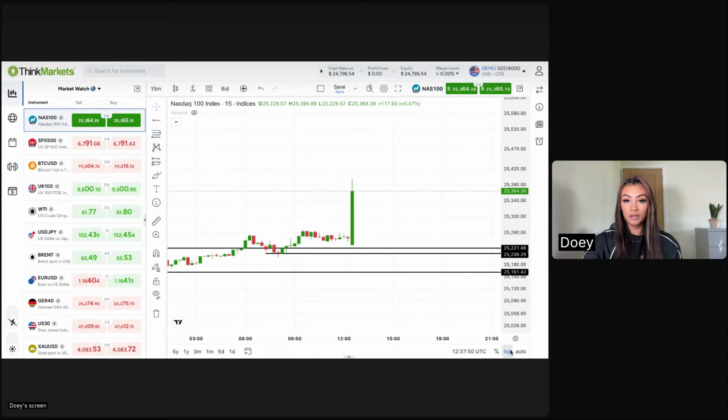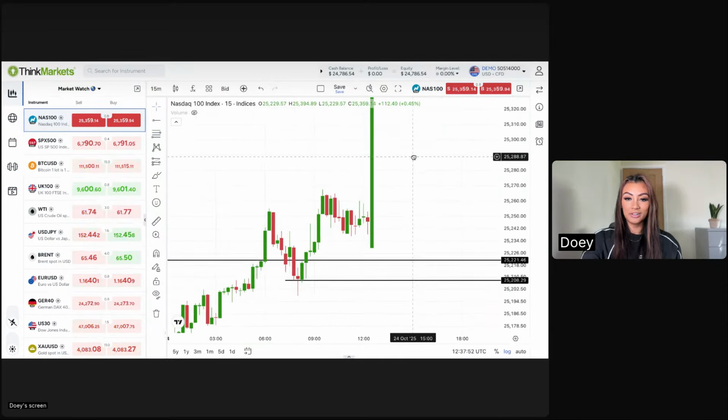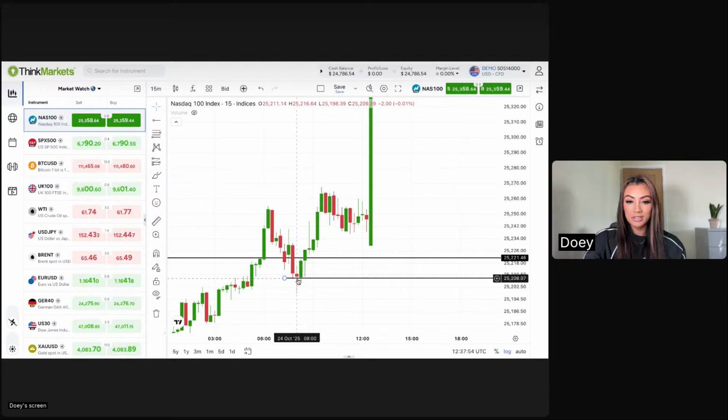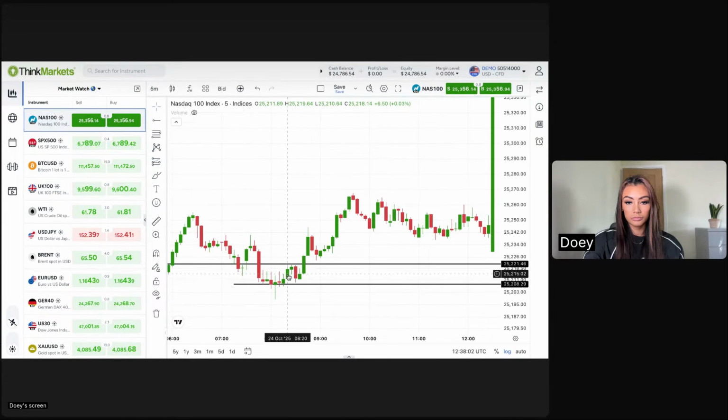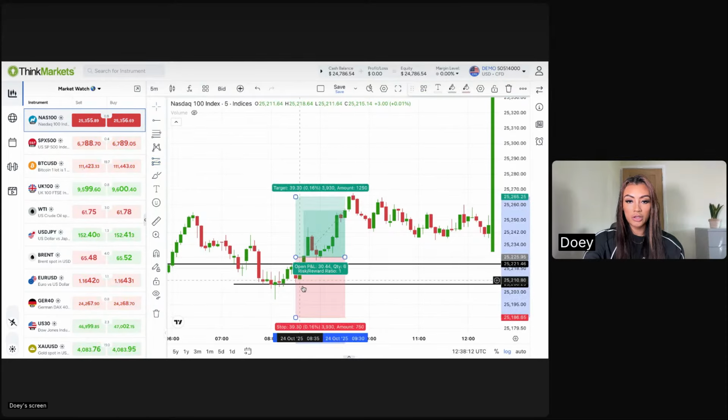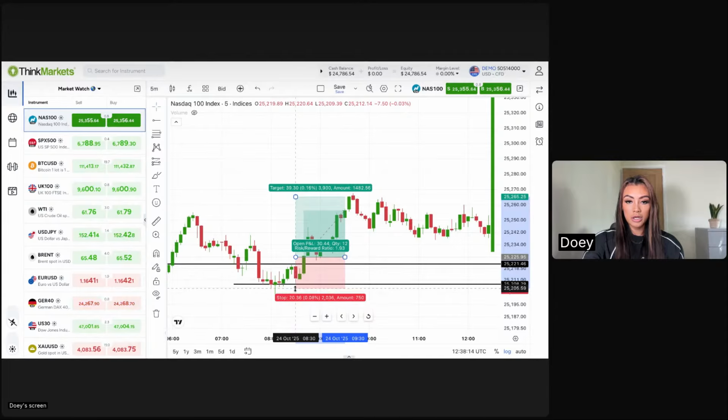Wow. Look at it go. Okay, so once this was printed, 8:15, we can drop down to the 5-minute. Then we've got our entry here, when we break structure on the 5-minute, go below those lows.